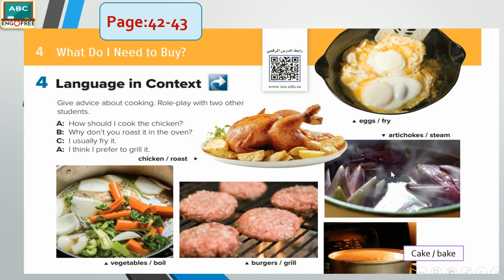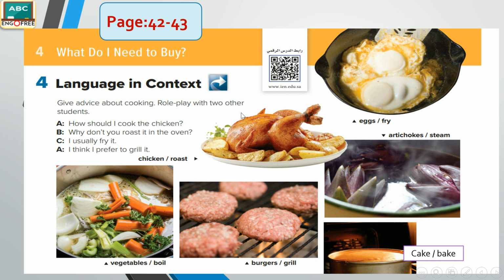And here we have artichokes, steam. And you can say steamed artichokes. Look at the last one, eggs, fry. And you can say fried eggs. Now I want you to give me some advice about food or about cooking.